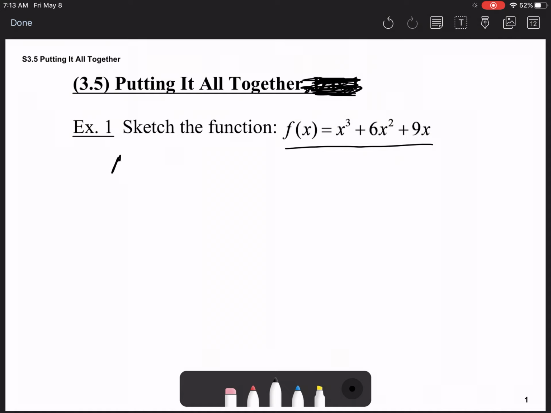So the first thing you should do is analyze f of x. That means you should determine what kind of function you have. So this is a cubic function with a positive leading coefficient.